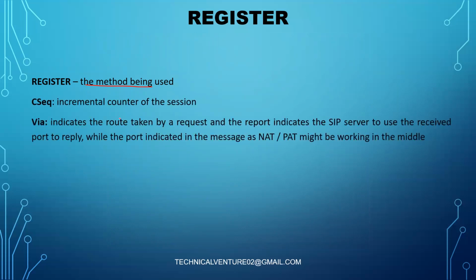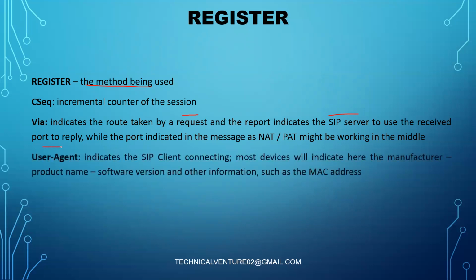Via indicates the route taken by a request, and the report indicates the SIP server to use the received port to reply. User agent indicates the SIP client connecting. Most devices will indicate here the manufacturer, product name, software version, and other information such as MAC address.